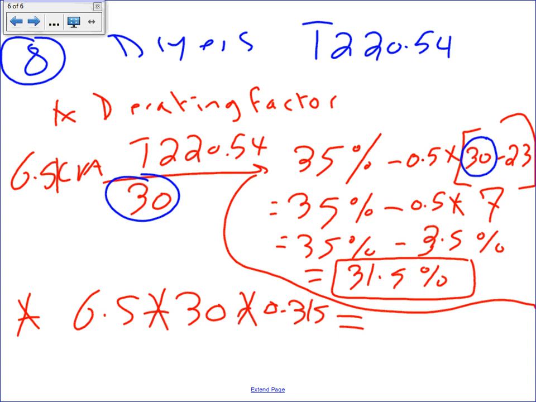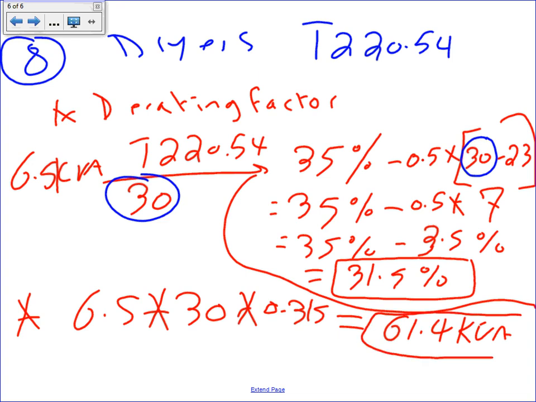Everybody knows what the code says about dryers for residential? The nameplate or 5K, whichever is larger. So in this case, we stick with 6.5 because it's more than 5, right? Right, for dryers, guys? 5K or the nameplate, whichever is larger. Okay, so I need somebody to give me the math here. Chris? 6.5 times 30 times 0.315. Oh, 61.425. 61.4.